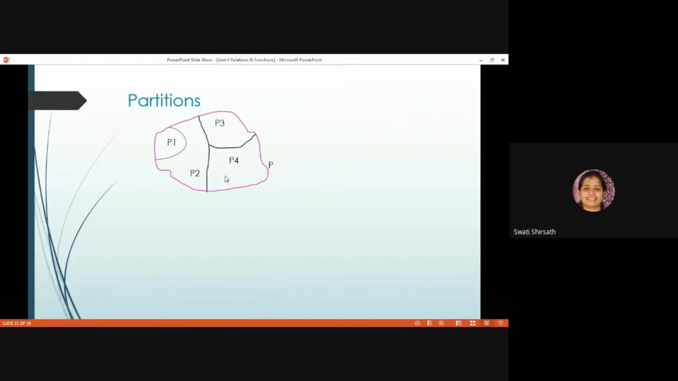And here we say the intersection of any two blocks is equal to an empty set. Am I right?